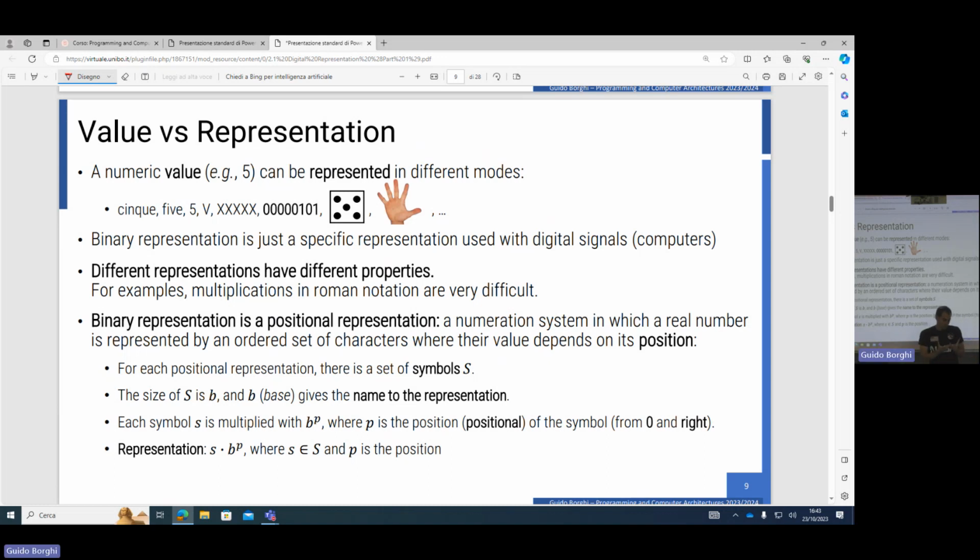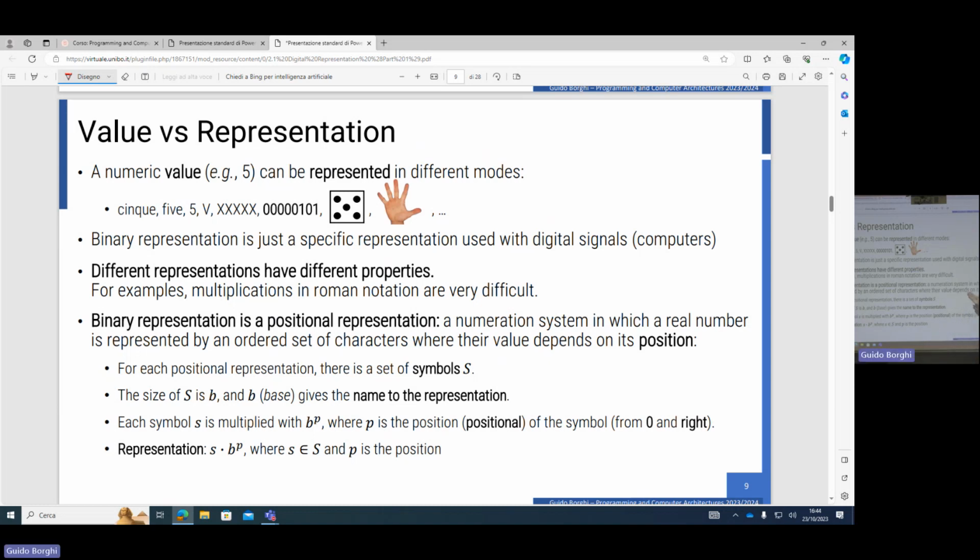The binary representation is just one specific representation used by computers. It's important to select the proper representation inside the computer, since different representations have different properties. That's why we are going to use specifically the binary representation.